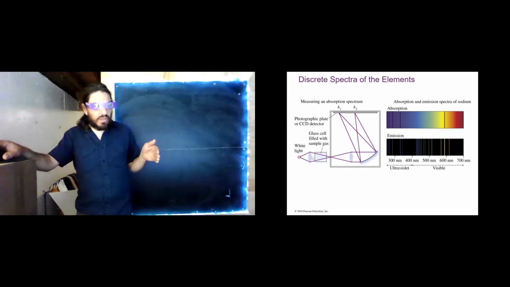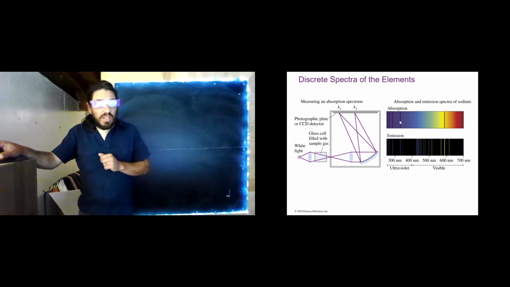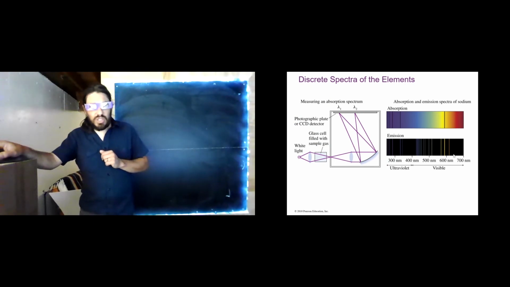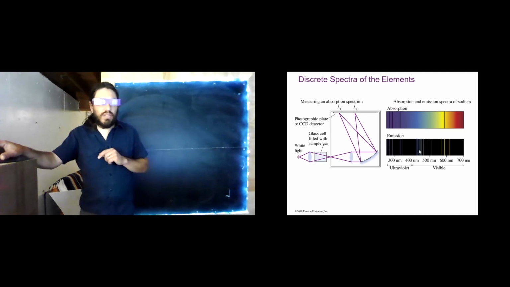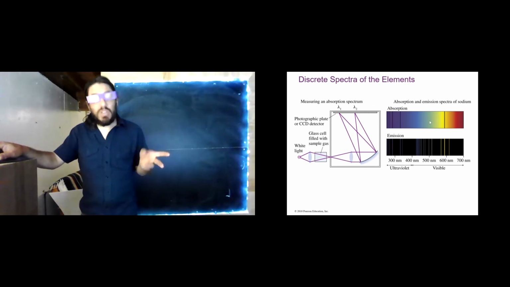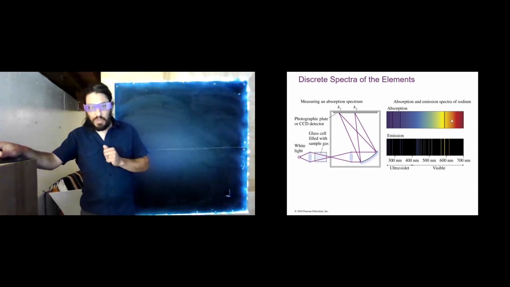So I pass this light through this gas cell, and some of the colors are absorbed. We call that the absorption spectrum. And notice that the absorption spectrum and the emission spectrum line up with one very big difference. Not all of the lines in the emission spectrum also appear in the absorption spectrum. In fact, there's a whole bunch of lines in the emission spectrum that don't appear in the absorption spectrum, whereas all of the lines in the absorption spectrum are also in the emission spectrum.